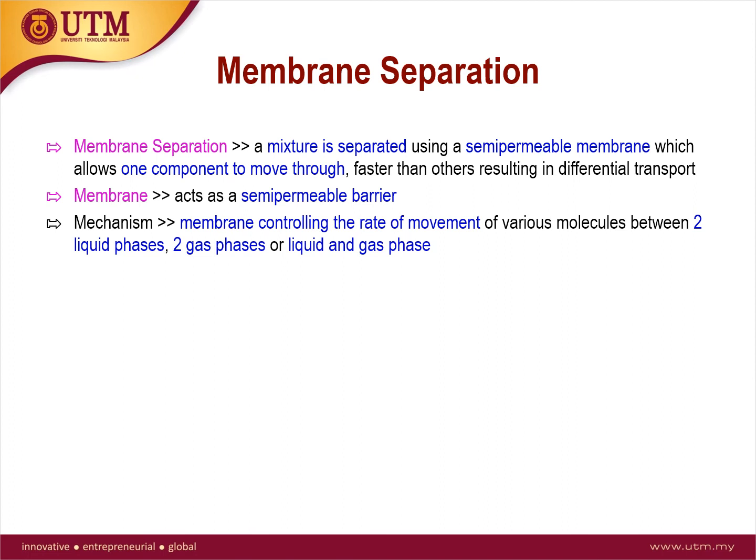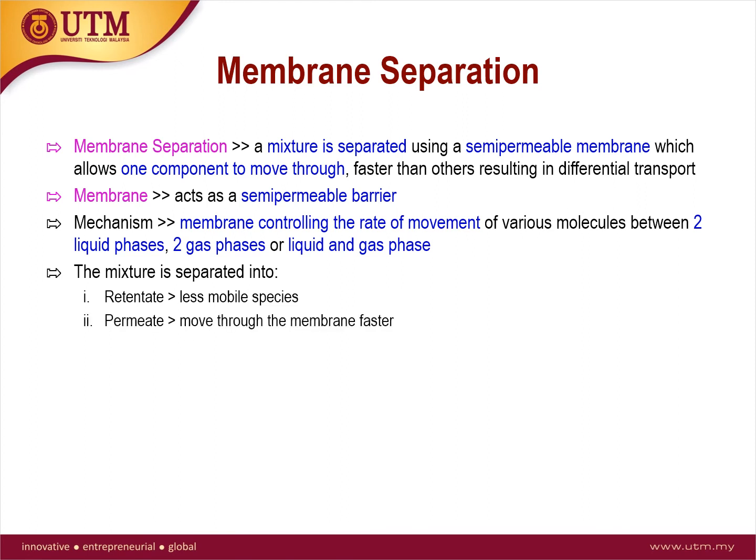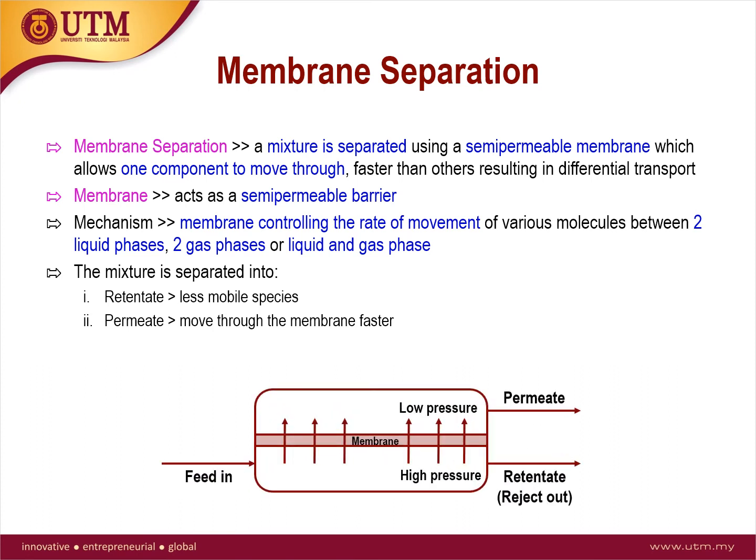What are the meanings of the permeate and retentate? Permeate is the component of the less mobile species, whilst the retentate is the component that moves through the membrane faster. The schematic diagram of the retentate and the permeate components is shown here.